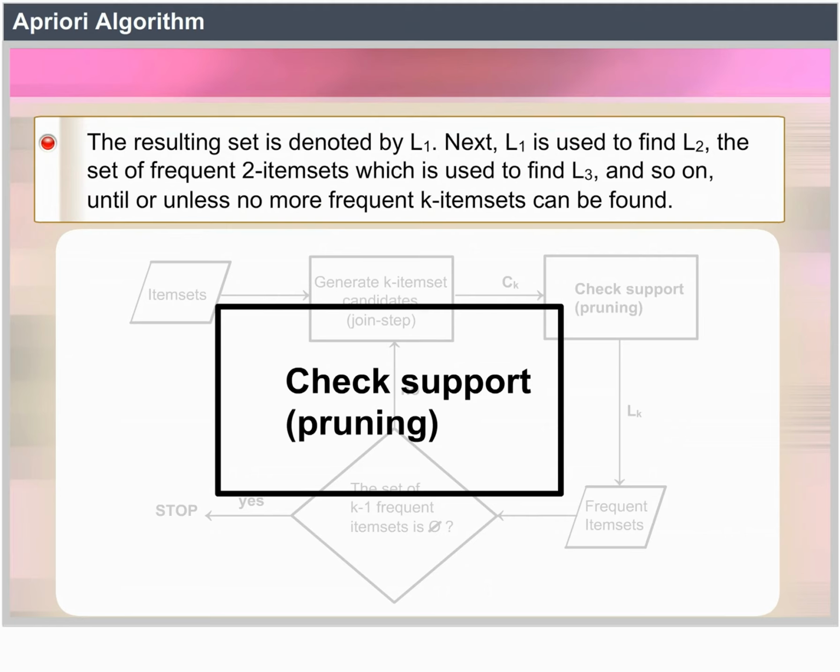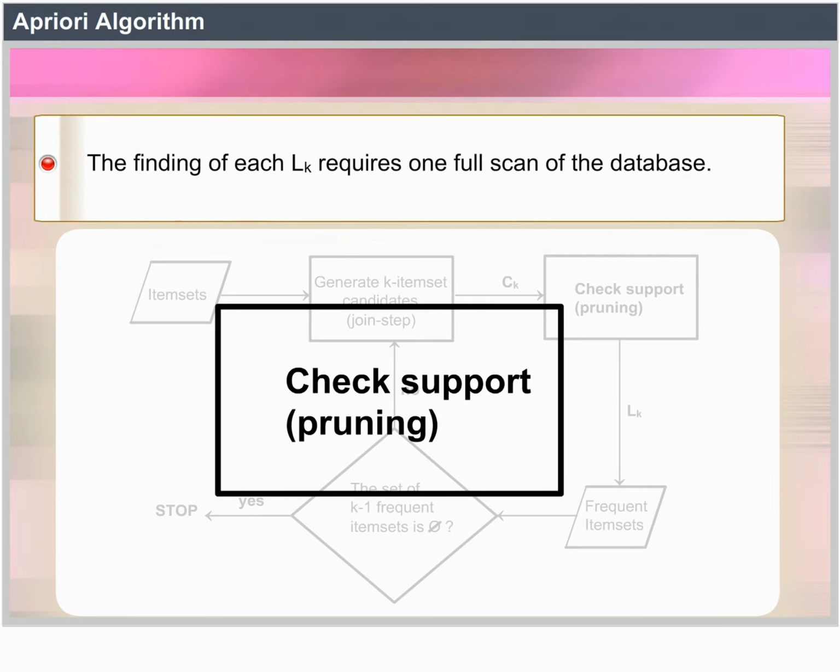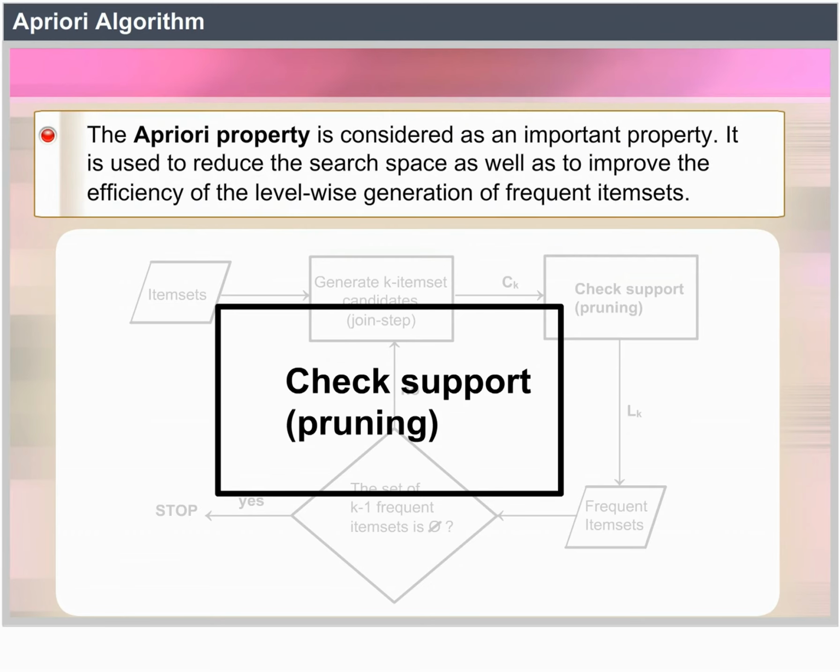Next, L1 is used to find L2, the set of frequent 2 item sets, which is used to find L3, and so on, until no more frequent k item sets can be found. The finding of each Lk requires one full scan of the database. To improve the efficiency of the level-wise generation of frequent item sets, an important property called the Apriori property is used to reduce the search space.